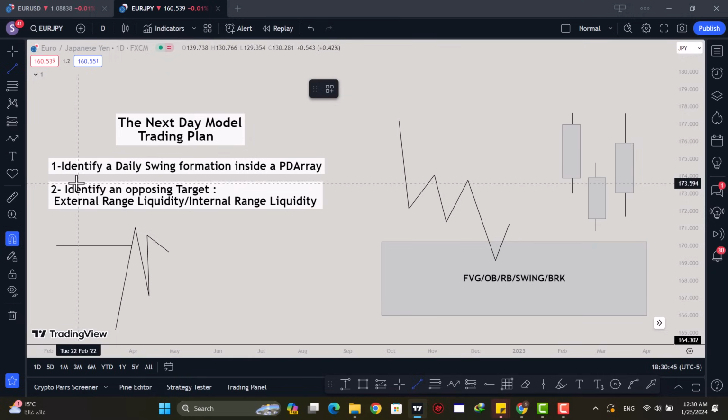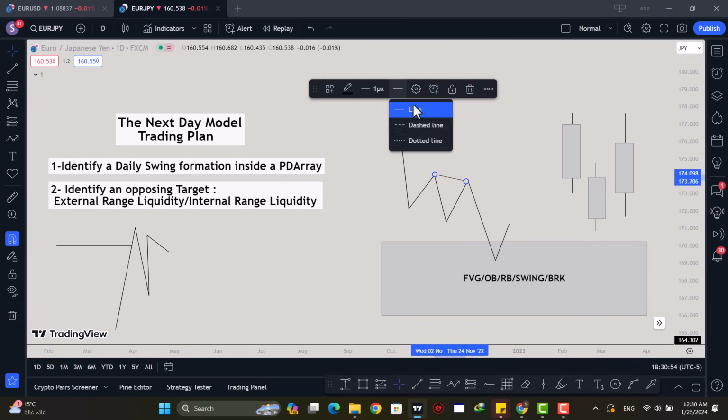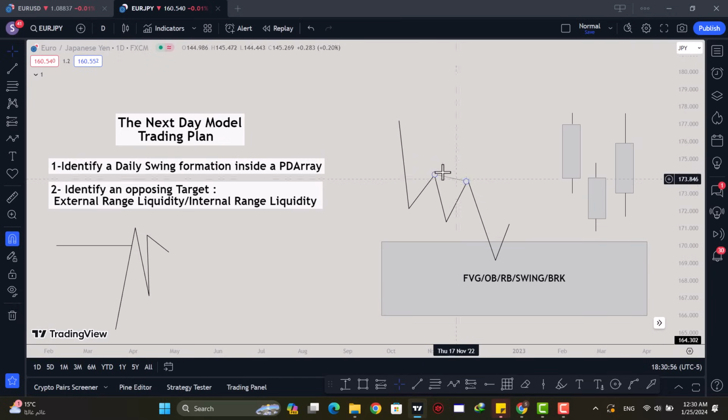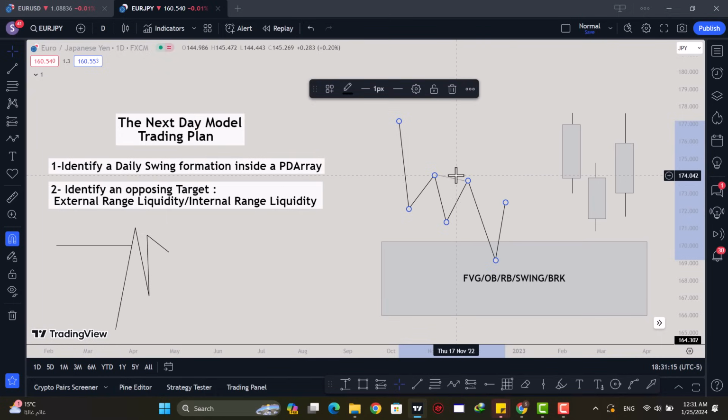First step is done. Second step, identify an opposing target. An opposing target can also be a filled swing, so in the form of low resistance liquidity. So this right here is a filled swing. This swing failed to take liquidity from this swing, and you know that above swing highs there is buy side liquidity. So we have buy side liquidity from here, and we also have buy side liquidity here. So we have a target to go to the upside. This is also a potential target, an opposing target.